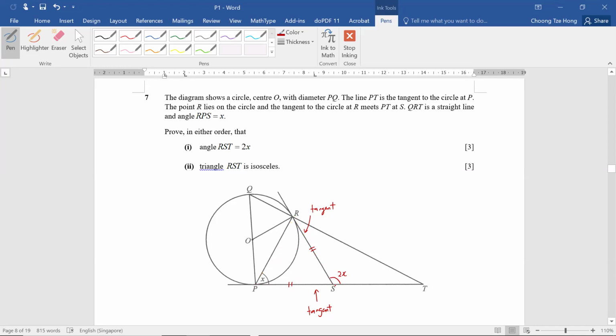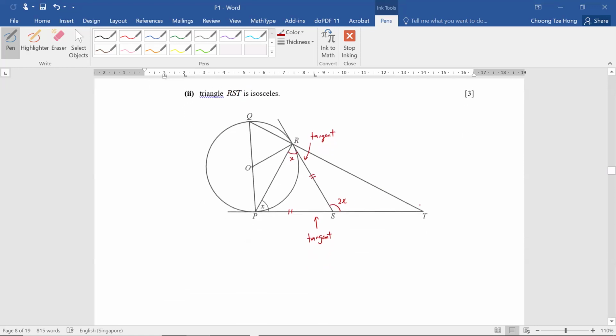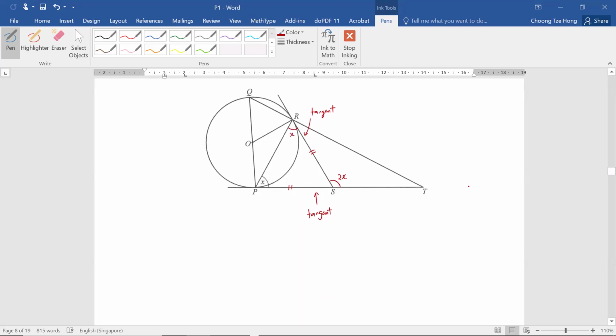We are going to make use of this property. If triangle PRS is isosceles, then this angle here will have to be x. And if we know this angle, then we can prove that angle RST is 2x. So we're going to start writing down our working. We start by saying that PS equals RS, because PS and RS are tangents from external point S. All right, part 1.